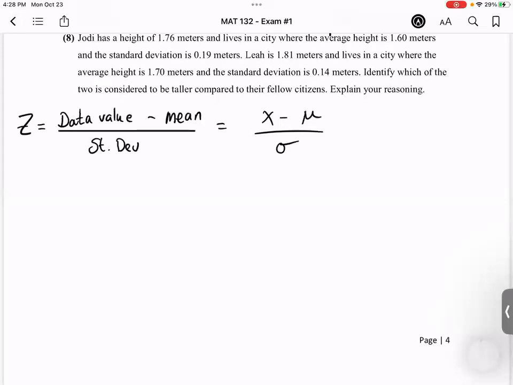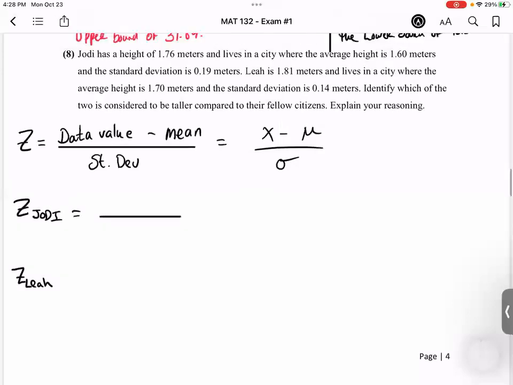Now, in this problem, because we're comparing Jody to Leah, how many z-scores do you think we're going to be computing? You have to compute 2 z-scores, okay? So I'm going to call the first one z Jody, and the second one z Leah. When you read the problem, it's important that you identify all your values. For Jody, they gave us 3 numbers: her height, the average for her city, and the standard deviation.